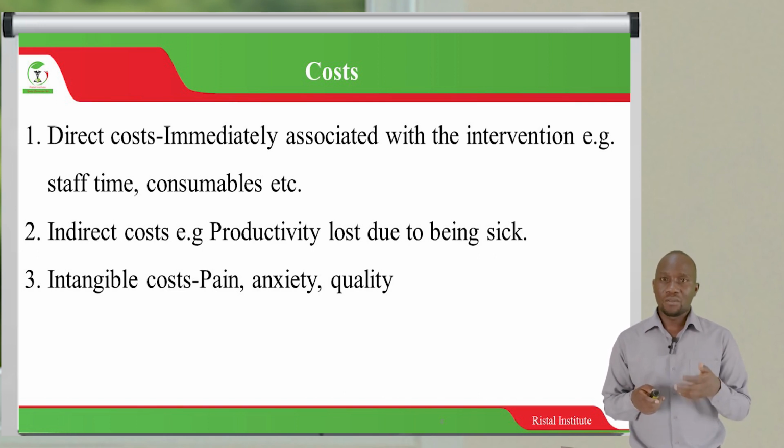Sometimes health problems cause us experiences which are not pleasant, and we can still quantify them in terms of costs. So we can call those intangible costs. And issues like pain, anxiety, these are examples of health states that happen because of a particular disease.